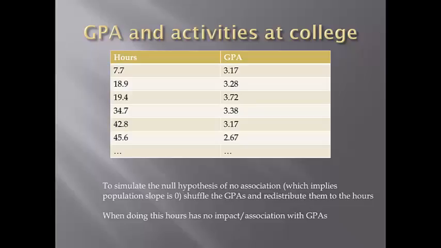To simulate the null hypothesis of no association, which implies that the population slope is 0, we shuffle the GPA column and redistribute them to the hours. That is, right now, if there is an association between hours and GPA, then knowing something about the value of the student in the left column, the number of hours they spend studying, tells us something about their GPA. By shuffling the GPA column, we break any association that could be there.